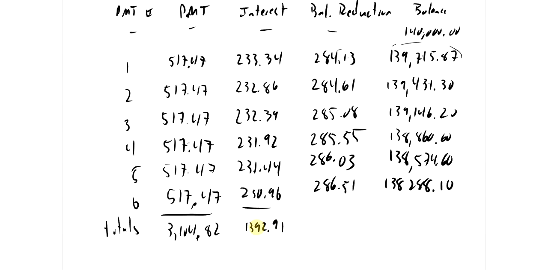$1,392.91. Right? And how much have they paid off on their debt? $1,711.91. So they paid off more than they paid in interest, but not by a whole lot. That's the thing to keep in mind. When you're borrowing money, you pay off the interest at the beginning, and then you build up equity in the second half.